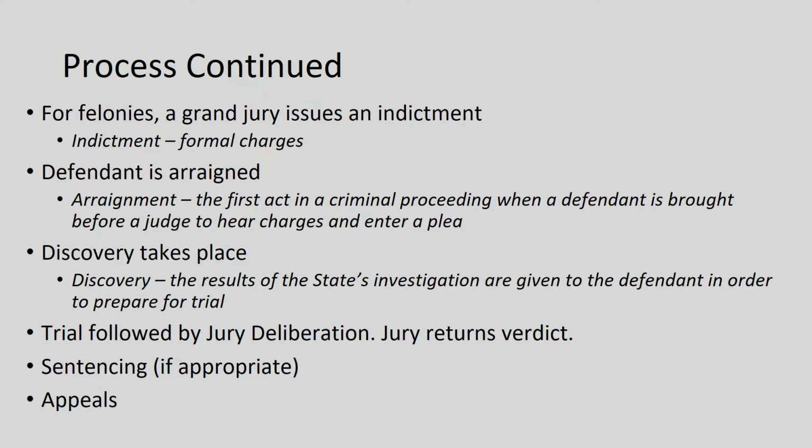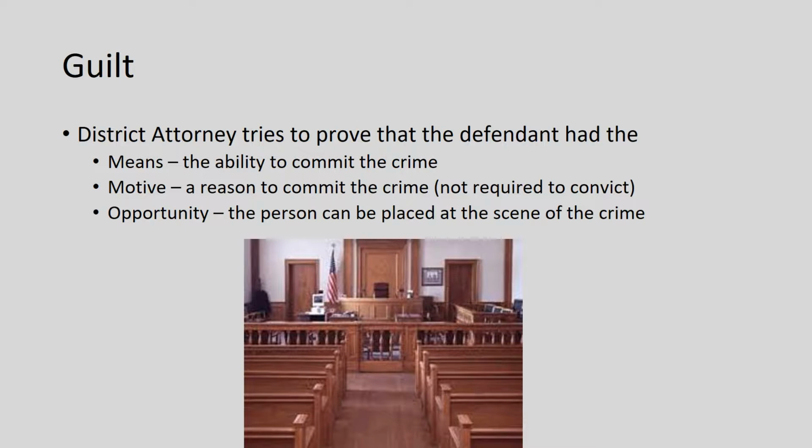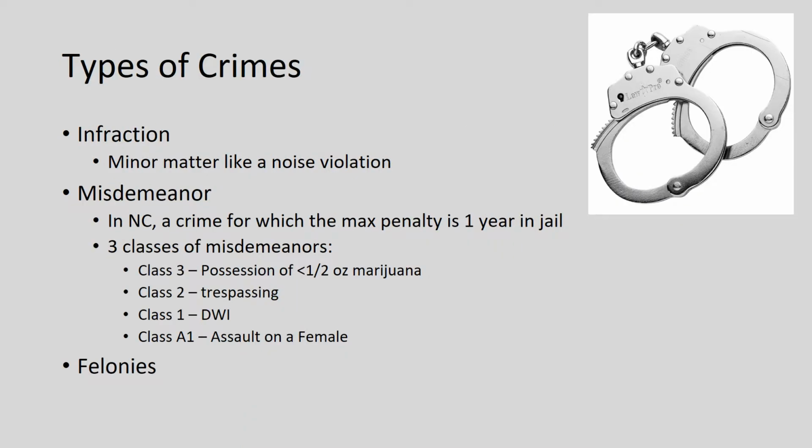Then after that, a trial occurs, and then the jury deliberates, and then the jury returns and gives a verdict. All right? If they say you are guilty of your crime, then you will receive sentencing, and then you can go through the process of appeals. Guilt. So the district attorney has to prove that the defendant is guilty, okay? Because you are not guilty until proven otherwise. So they have to prove you had means or the ability to commit the crime, a motive, a reason to commit it, and you have to have the opportunity so that you have to be placed at the scene of the crime.